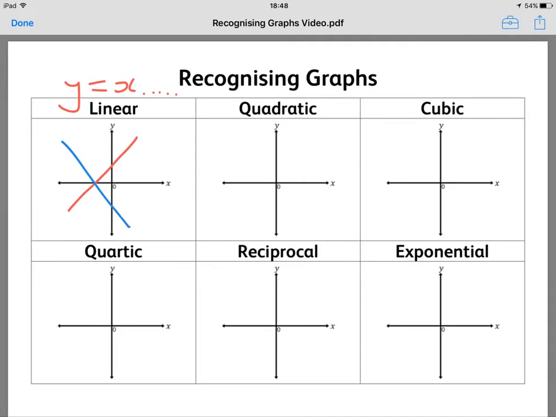Y equals mx+c, like I say, you've seen that loads of times before.